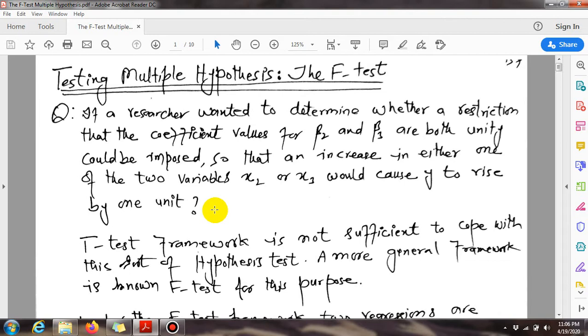Before the F test, we have gone through a very informative test, that is the t test, and the t test helps us to test the significance or insignificance of each parameter. So t-tests explain the individual significance or insignificance of the parameters, but in case of multiple hypothesis testing, the t-test framework is not sufficient to cope with this sort of hypothesis test. So for this purpose, a more general framework can be used, which is known as the F statistic.